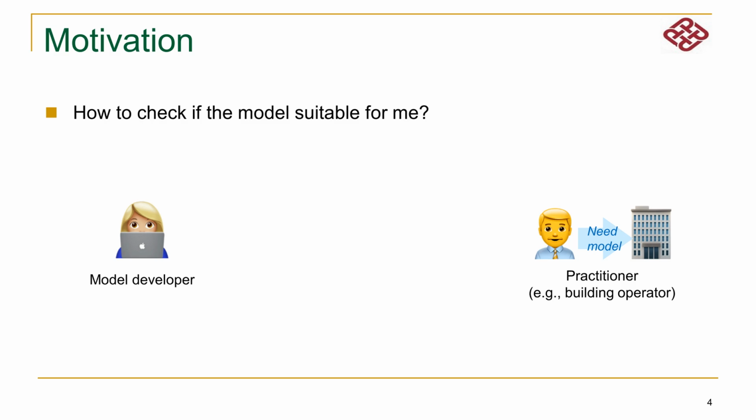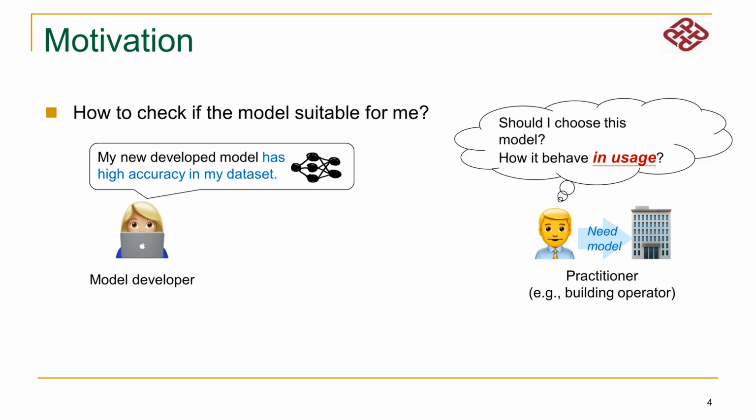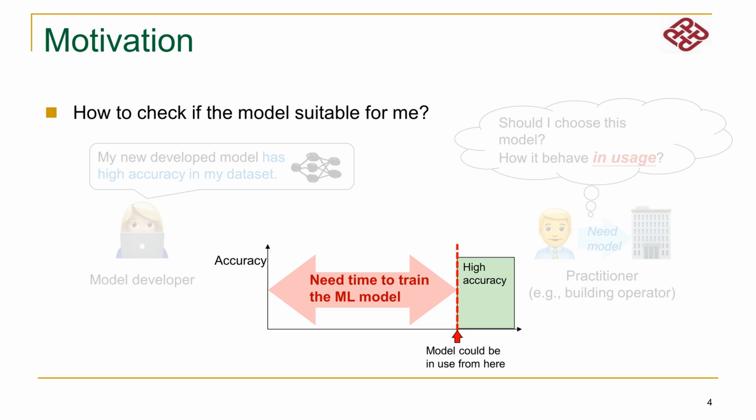Let's show an example. The left side is the AI model developer, and the right side is the model practitioner, like a building operator, who will deploy the model into real use. The developer publishes a newly developed model, and clarifies its high accuracy on her testing data. The building operator would be confused whether he should choose this new model, because he has difficulties in understanding how the model behaves in usage.